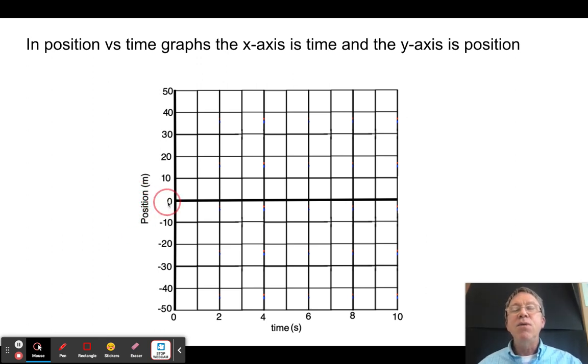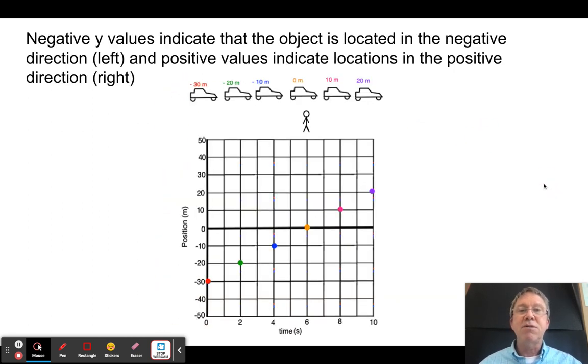But here's the thing. We usually put 0 at the midpoint, and we have negative values here and positive values here. So let's just go ahead and populate this graph. Let's just say a car drives from left to right, and an observer is standing here. So this is where the car is at different points in time. Each of these are 2 seconds apart. So at time t equals 0, that means when the person first started recording the position of the car, it was 30 meters to their left, right? So we call that negative 30 meters of position at time t equals 0.